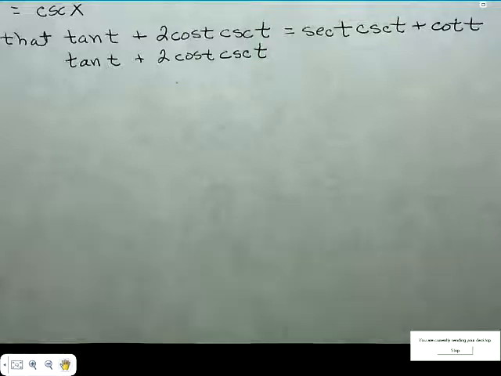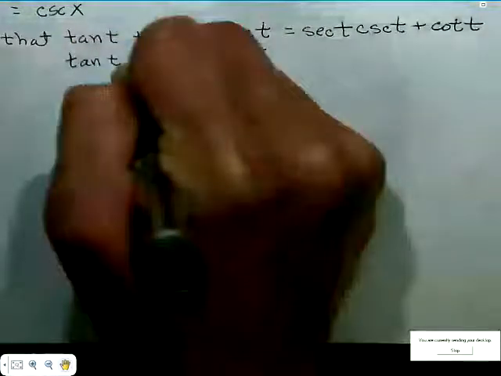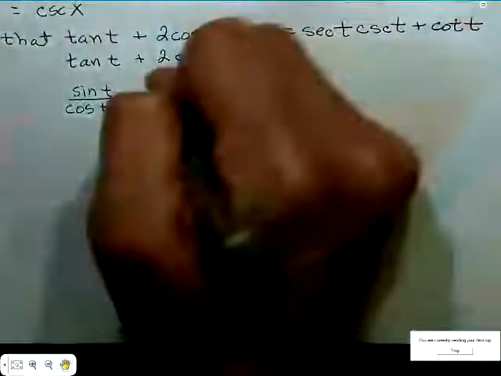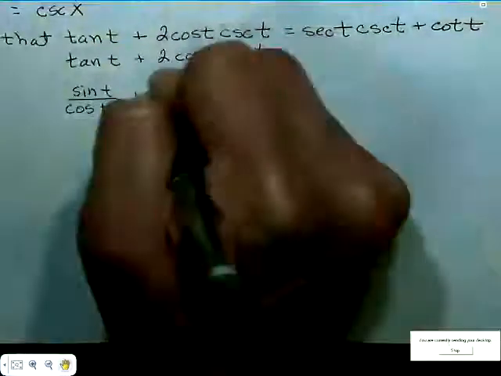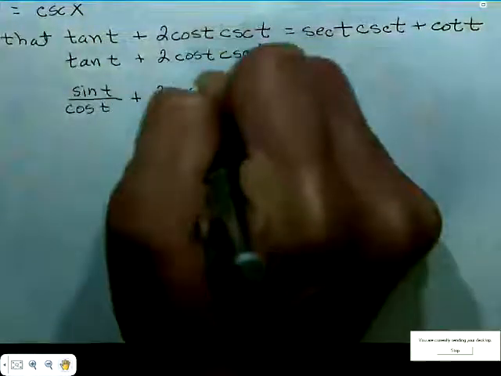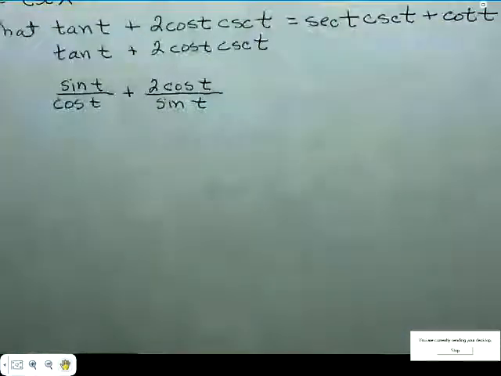No Pythagorean identities jump out at me. I don't have a rational expression. The only thing I can think of is write in terms of sine and cosine, and maybe some stuff will cancel. So that's tangent t is sine t over cosine t, and cosecant t is 1 over sine t. So I can write that second term as just 2 cosine t over sine t.